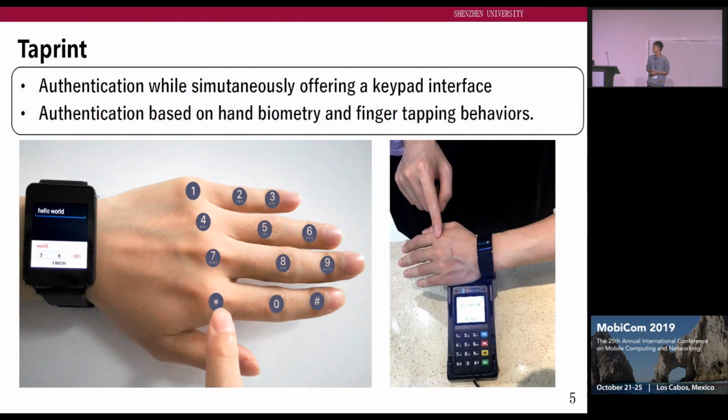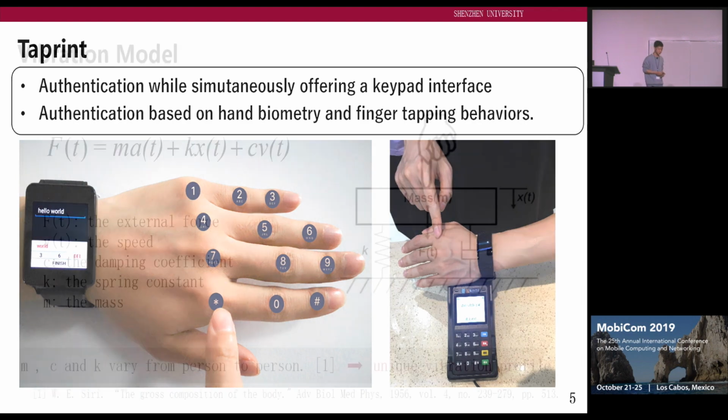Our idea is that we can type on our hand, just like the figure shows here. And with this system, we can also input a password. Interestingly, if an attacker knows your password, they still cannot unlock access to the smartwatch, because they have a different hand structure and different tapping behaviors. Also, we can unlock and access the smartwatch with a single tap. Yes, just a single tap, and you can access the smartwatch.